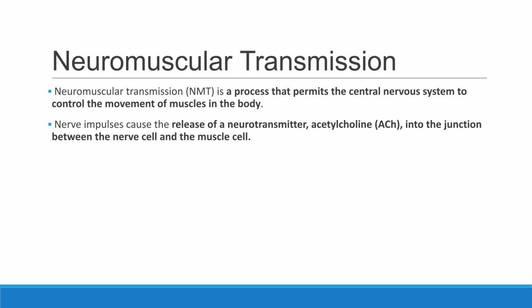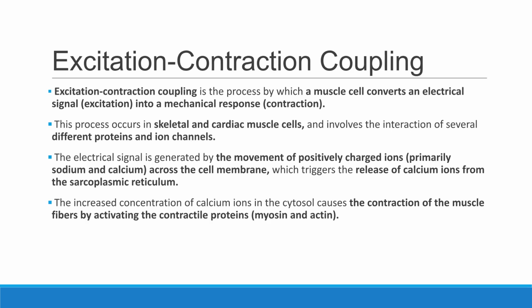Neuromuscular transmission allows the central nervous system to control muscle movement. Nerve impulses release acetylcholine, a neurotransmitter, into the junction between the nerve cell and the muscle cell. Excitation contraction coupling converts an electrical signal into a mechanical muscle response in skeletal and cardiac muscle cells. Ion movement generates the signal, triggering calcium release from the sarcoplasmic reticulum. Calcium ions activate contractile proteins, causing muscle contraction.